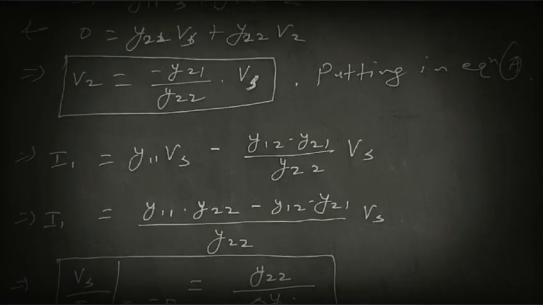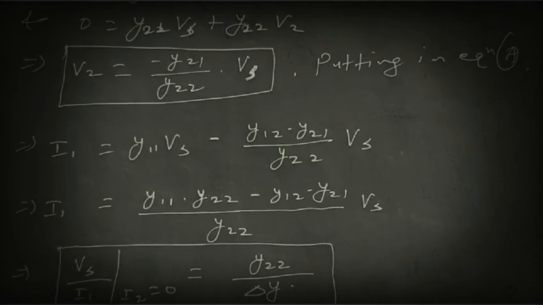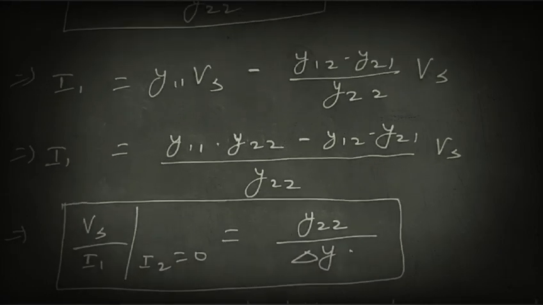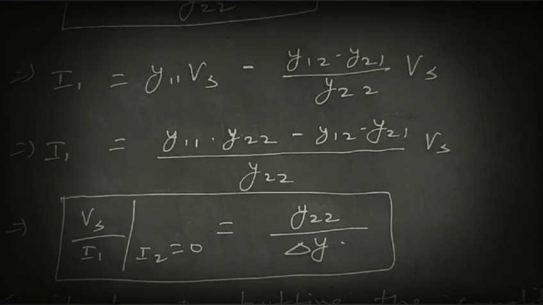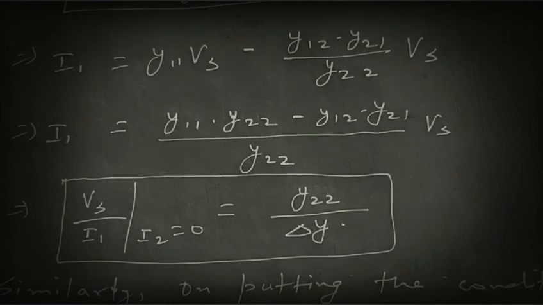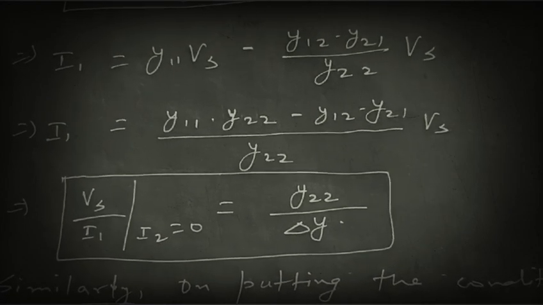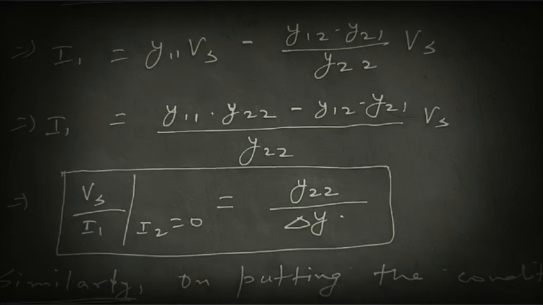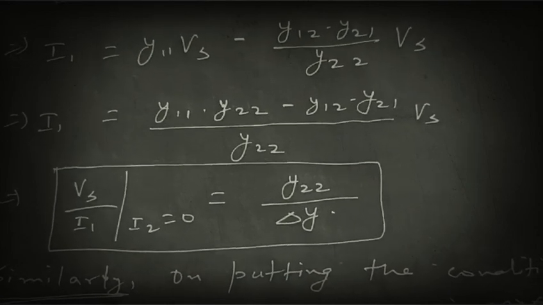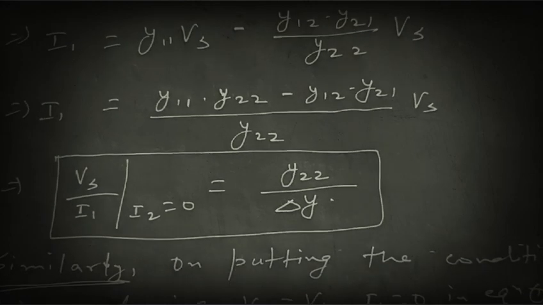From here we get I1 equal to (Y11 into Y22 minus Y12 into Y21) divided by Y22 into Vs. From here we get Vs divided by I1 equal to Y22 divided by del Y. Del Y is nothing but Y11 into Y22 minus Y21 into Y12.